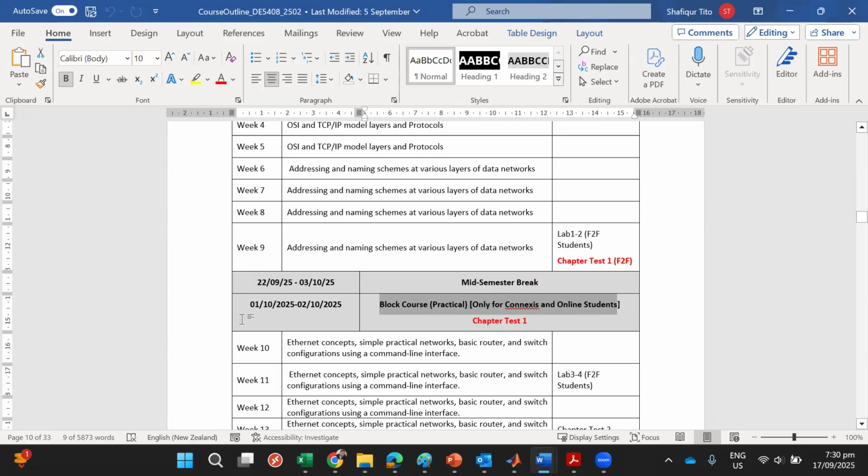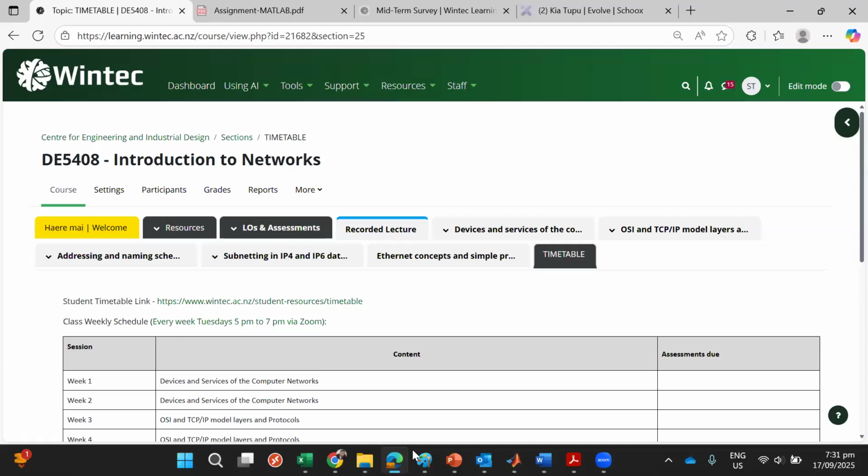Just to remind you, you need to bring your laptop if you have one. Otherwise, you need to take one from Wintech. I prefer that you bring your personal laptop, because for some of these settings you need to make changes that need administrative rights. So probably it will be useful to bring your own laptop. Okay, so this is all about the block course.